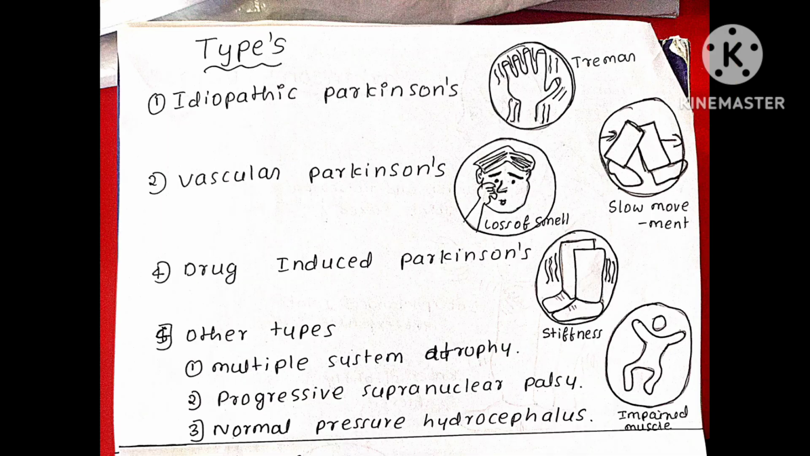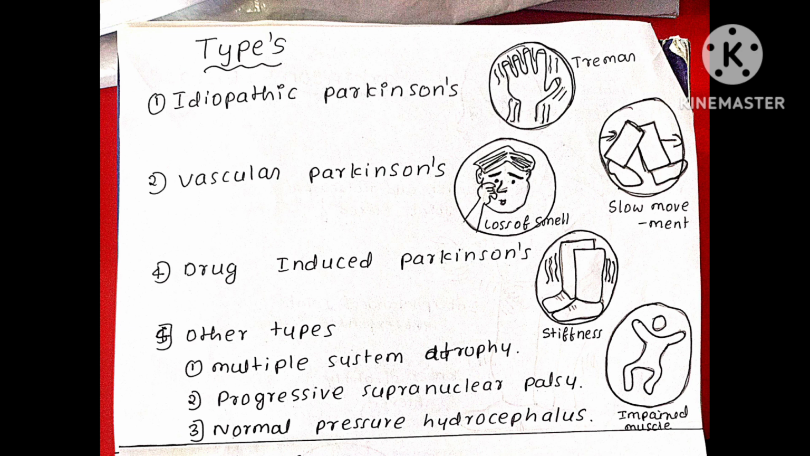These are all the stages. Next, there are types of Parkinson's disease. The first one is idiopathic Parkinson's. In this condition the most common symptoms are present: tremor, rigidity, and slowness of movement. The second one is vascular Parkinson's, also known as arteriosclerotic Parkinson's. This condition affects people with restricted blood supply to the brain. The common symptoms are problems with memory, sleep, mood, and movement.